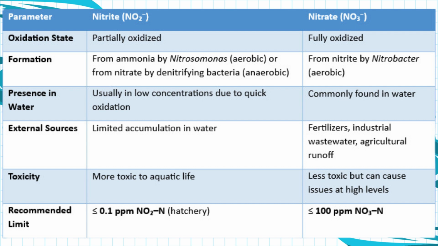For the recommended limit, we have less than or equal to 0.1 parts per million for the hatchery for nitrites, and then for nitrates we have less than or equal to 100 ppm NO3-N.